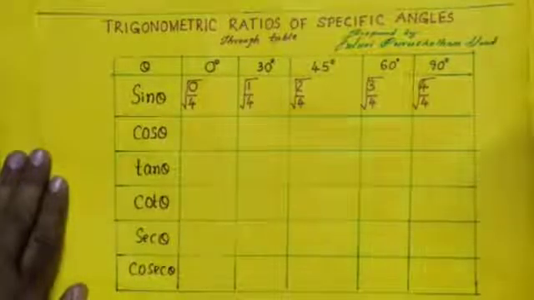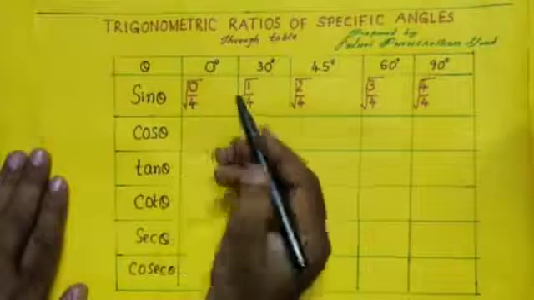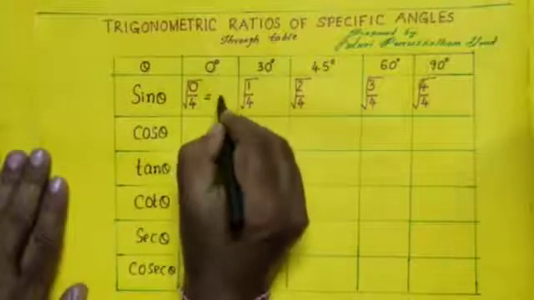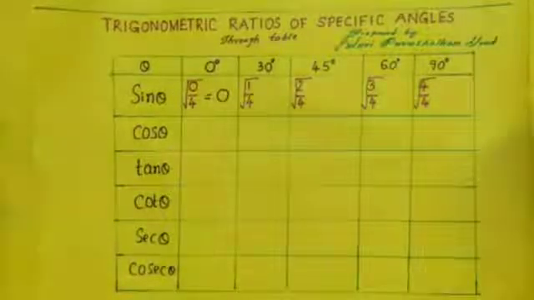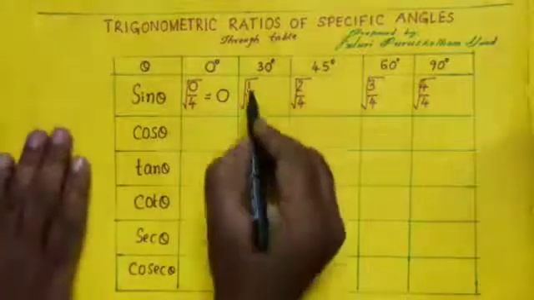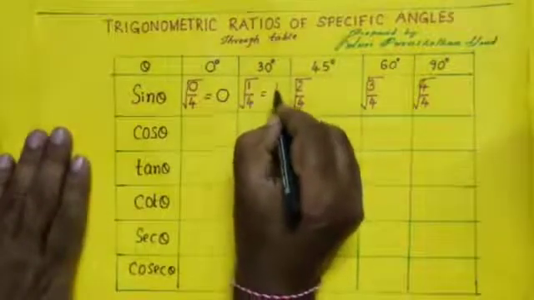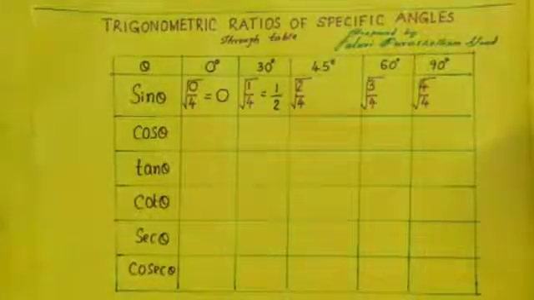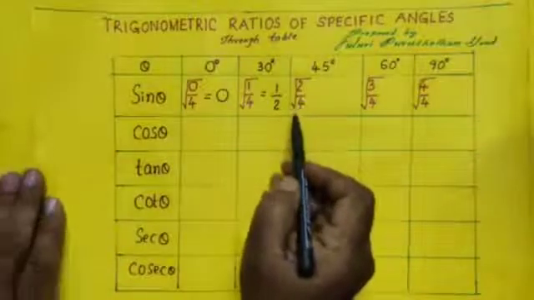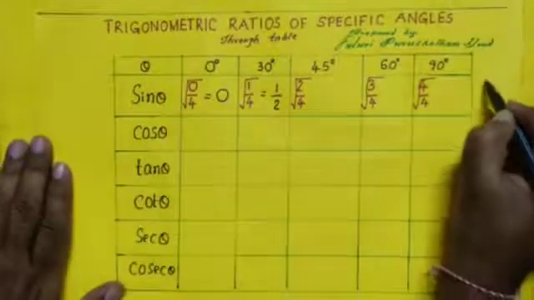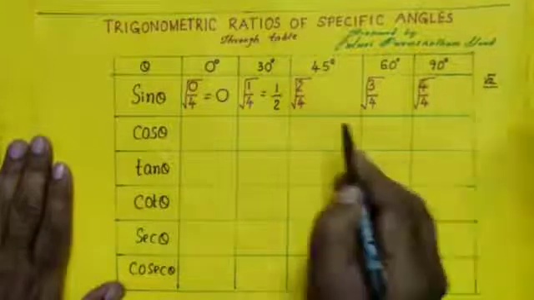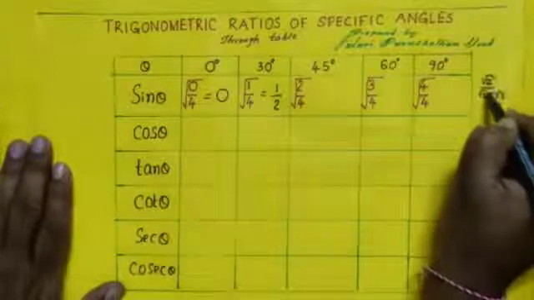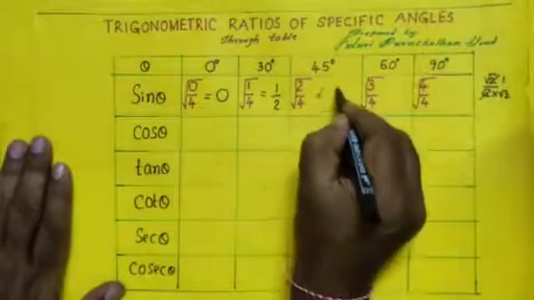Clear? Now see, 0 by 4 is 0, so the value of sin 0 degrees is 0. You have to remember this. Next, the square root of 1 is 1 only. The square root of 4 is 2, so this is 1 by 2. And this root 2 by root 4, better you do one thing here: root 2 by root 4, we write root 2 into root 2. So root 2 cancels, and what we get is 1 by root 2.